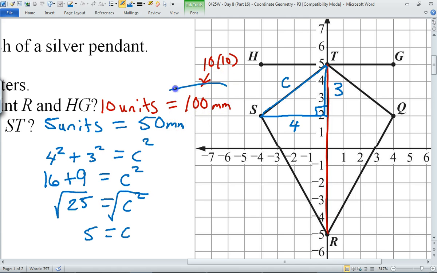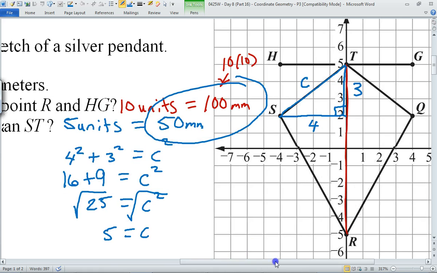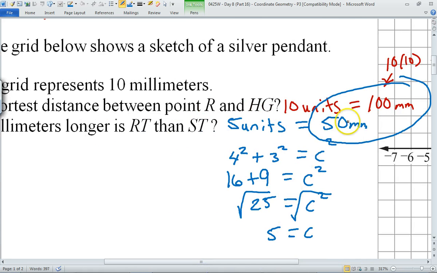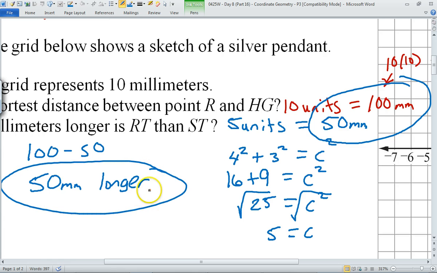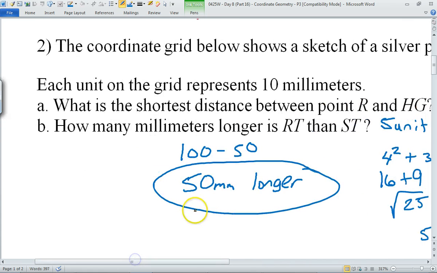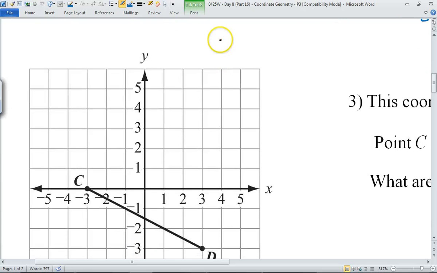So we're supposed to tell how much longer the first one was compared with the second one. So how much longer is it? 50 millimeters. The first one was 100 millimeters, and the second one was 50 millimeters. So how much longer? You would just subtract. 100 minus 50 is 50 millimeters longer. Okay, so that's the answer to the question. All right, so that was number 2. Okay, let's go down to number 3.